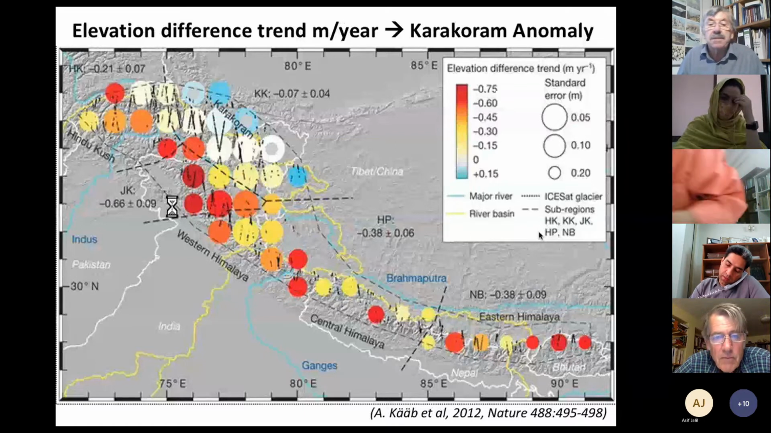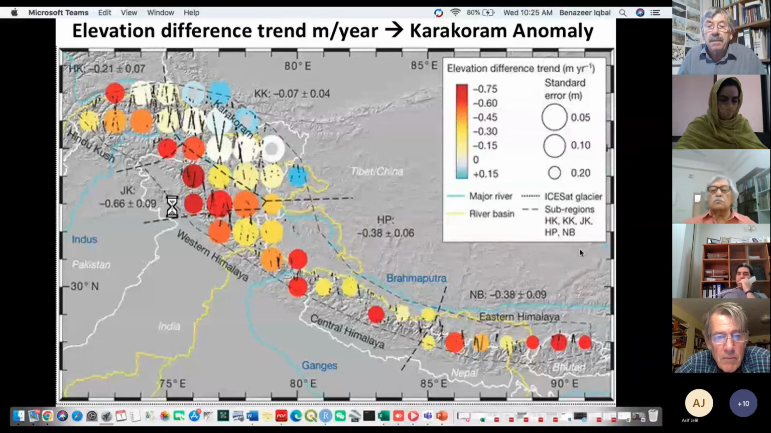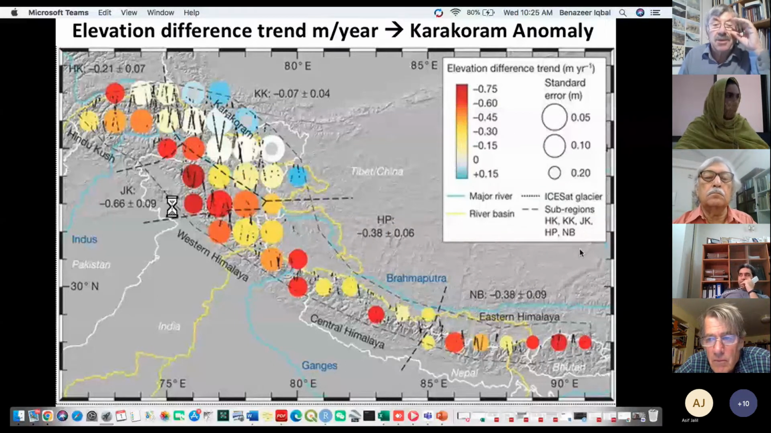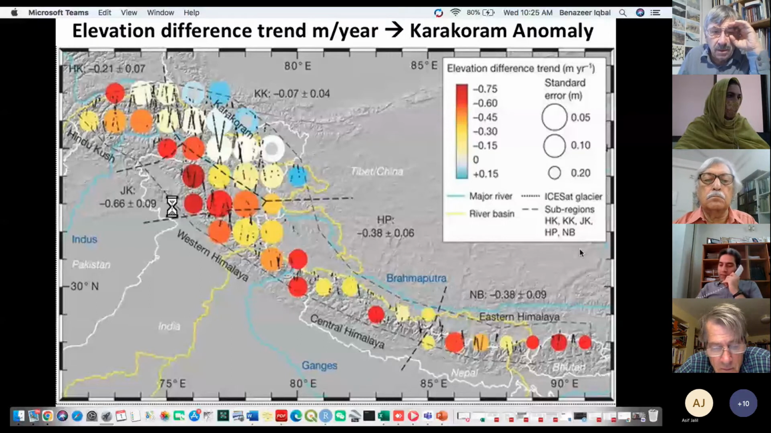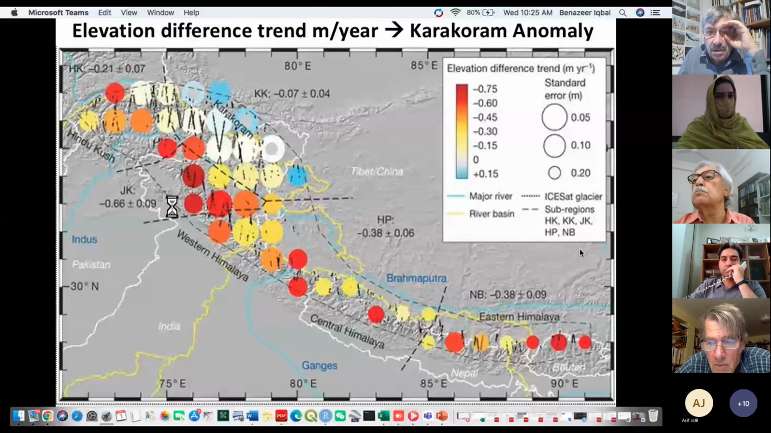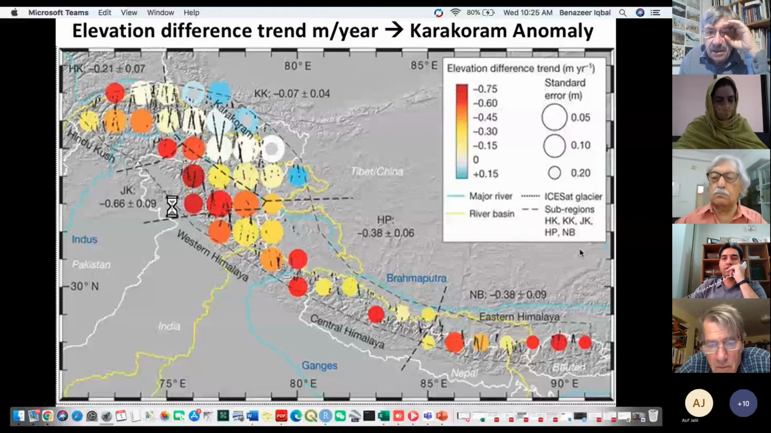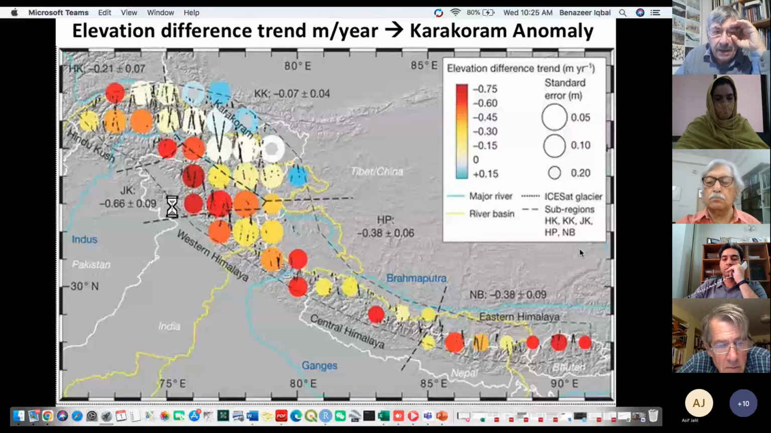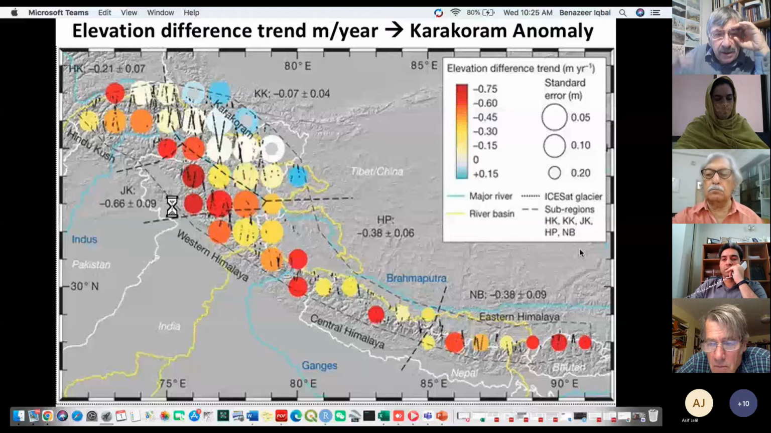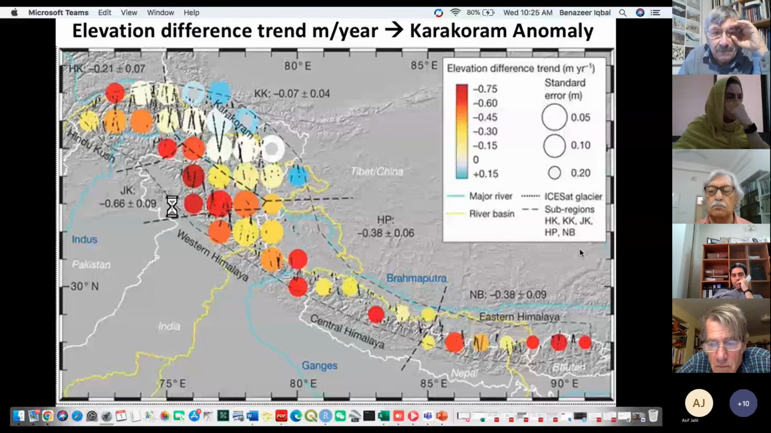This image, which has been produced by a team with CAB and so on, shows the whole South Asian mountain systems, and the circles indicate for each square here for a regional scale the standard error, the size of it, and the color indicates the trend of elevation difference per year, elevation of snow boundary going up, going down, glacier or water balance going up, going down for the high mountains.